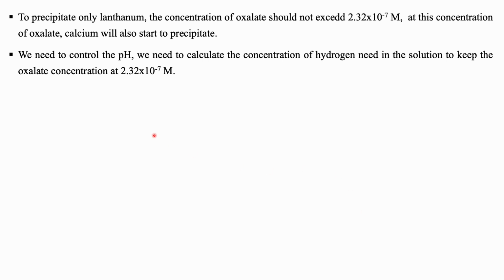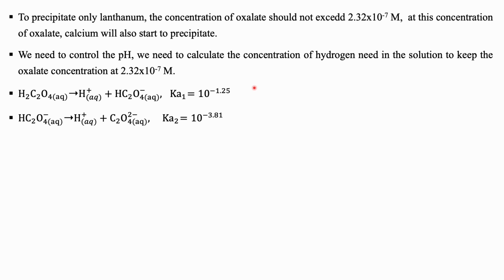So now how do we do this? To keep this concentration, we need to control the pH. We need to control the pH so that the concentration of oxalate in the solution stays at 2.32 times 10 power negative 7 molar, because after this concentration we are also going to precipitate the calcium. So how do we control the pH? We calculate how much hydrogen in the solution, or how much acid we need to add, so that the concentration of oxalate stays at 2.2 times 10 power negative 7 molar.